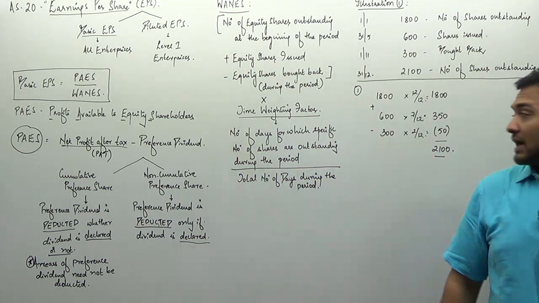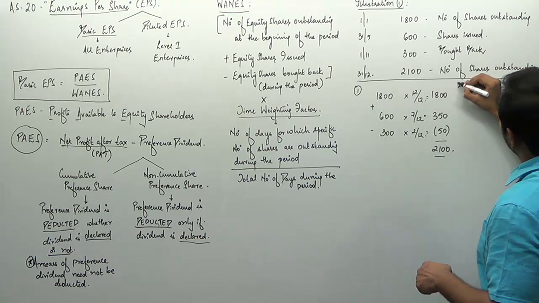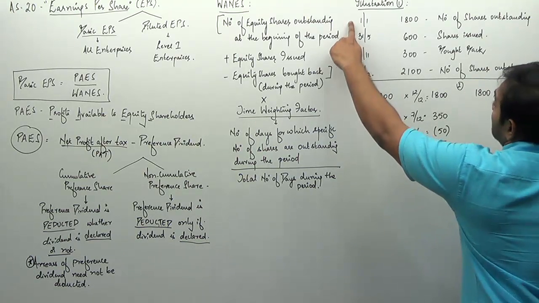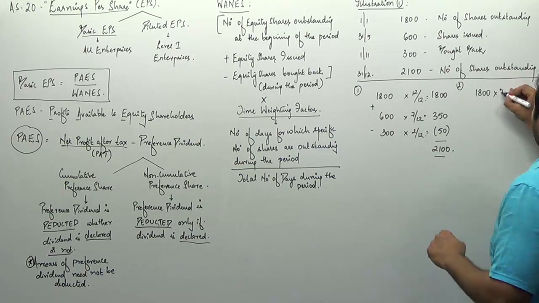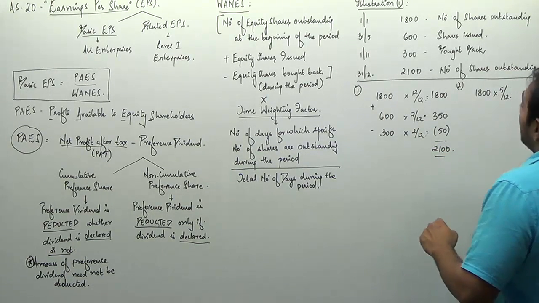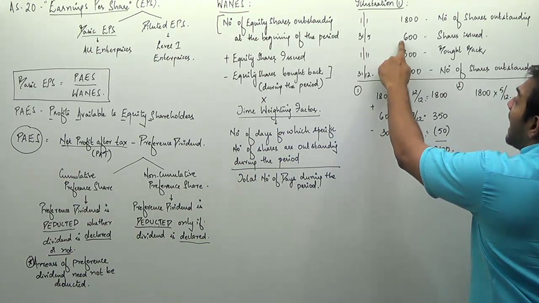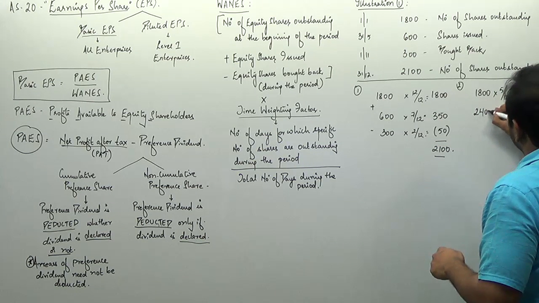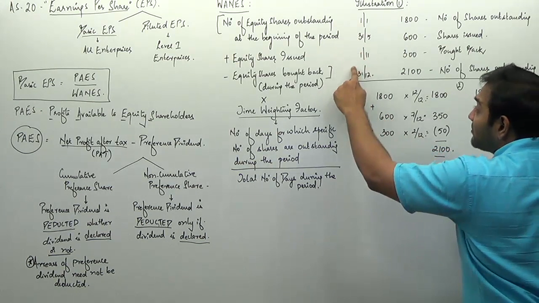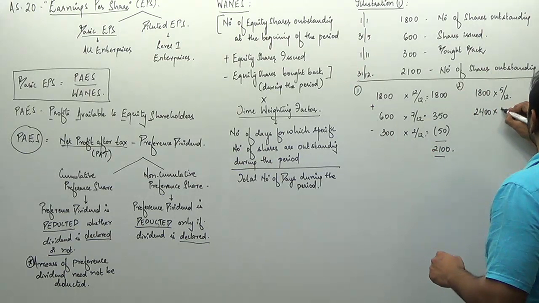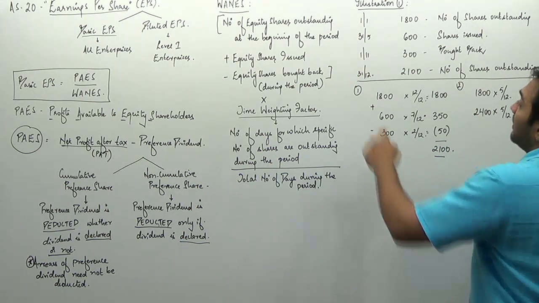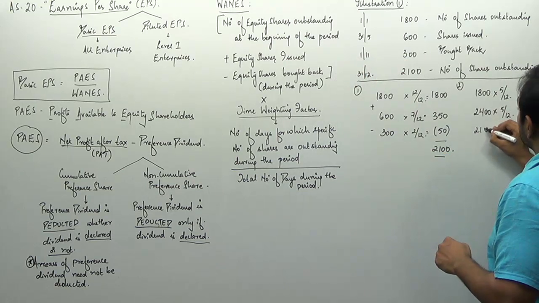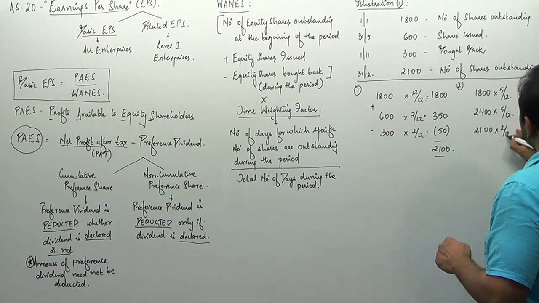There is one way of calculating the answer. I'll also give you the second way of calculating the same answer. I am saying that 1800 shares are outstanding from 1st Jan to 31st May, 5 by 12. After 31st May, I had issued 600 shares. 1800 plus 600, the total number of shares became 2400. How many months? From 31st May up to 1st November, another 5 months. From 1st November, they have bought back 300 shares, so I am left with only 2100 shares. For how many months? 2 months.